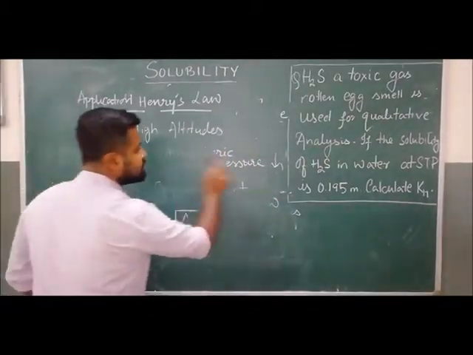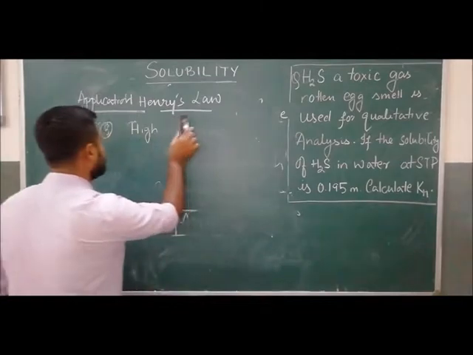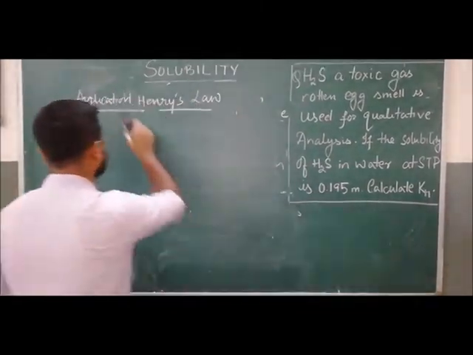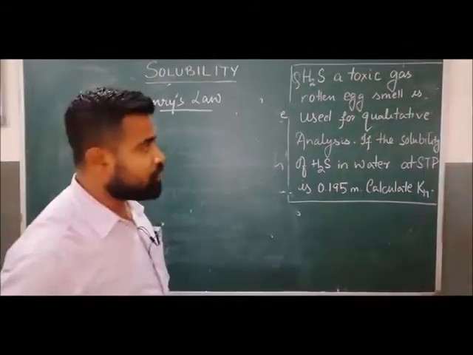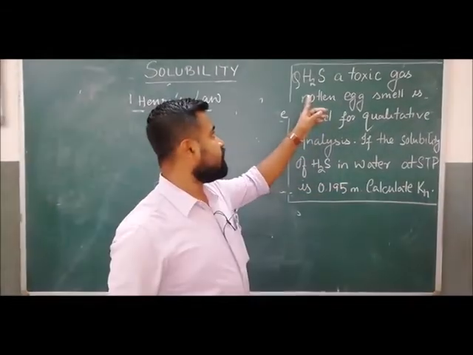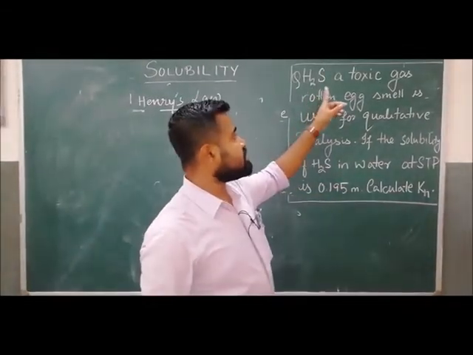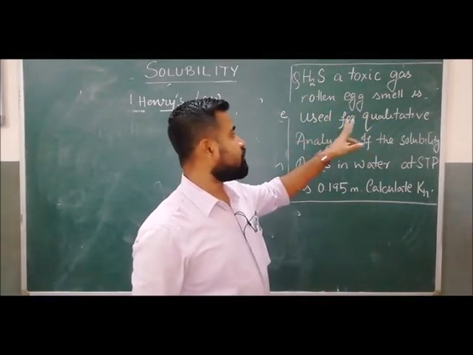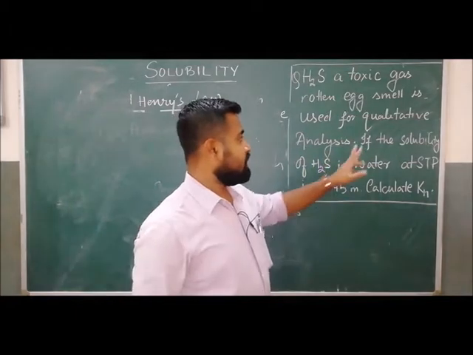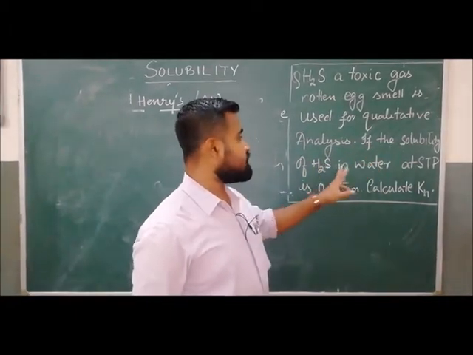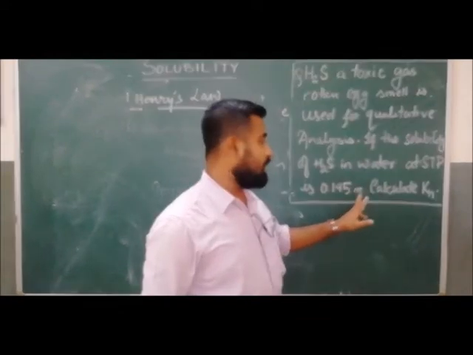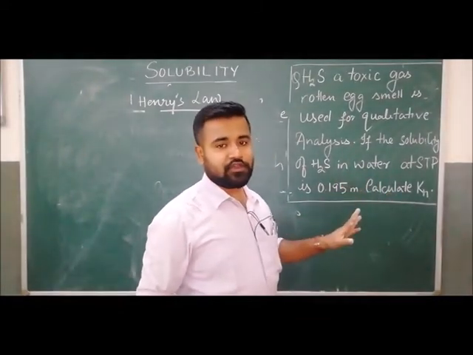So let's discuss one numerical related to Henry's law. What is the numerical? You can see here clearly. H2S, a toxic gas with a rotten egg smell, is used for qualitative analysis. If the solubility of H2S in water at STP is 0.195 molal, calculate the KH.